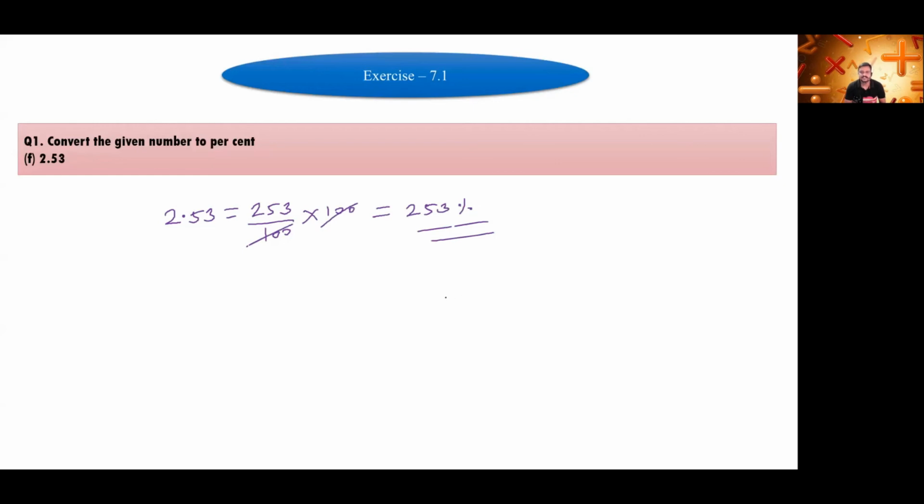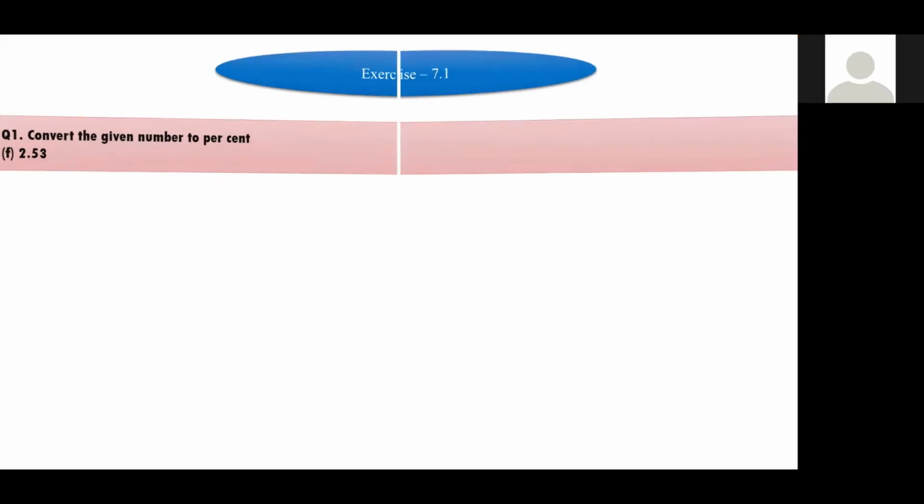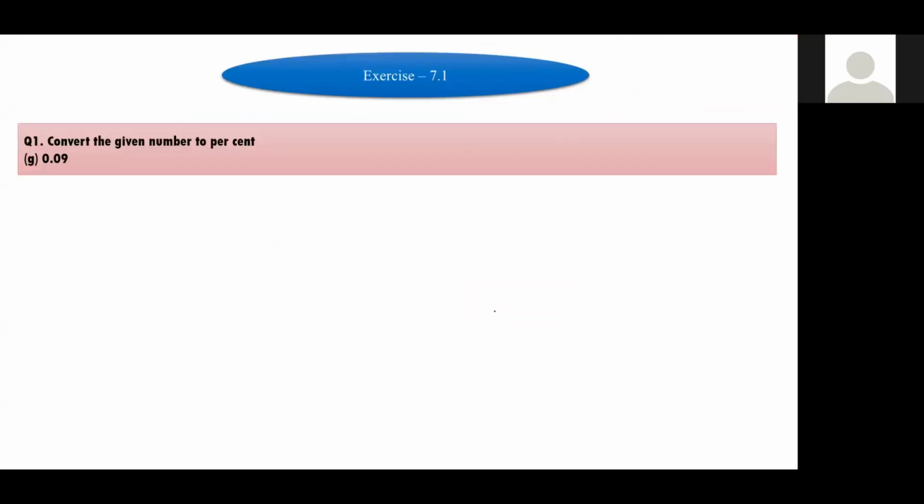Yes, Om Jadhav, next one. Yes, sir. The question is 0.09. We will write 0.09 by 100. Okay. Anyone else? Harshvardhan?